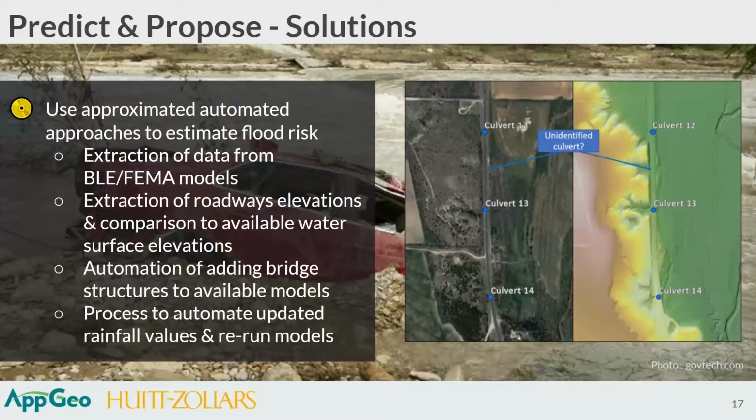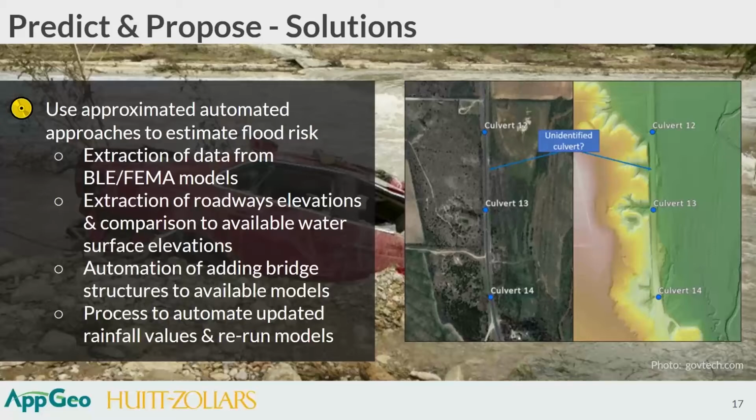Perhaps a Python script to automate extraction of water surface elevation data from base level engineering or FEMA models for an area of interest, so that we decrease the amount of time spent doing that. Utilizing LiDAR to extract roadway elevations and then compare those roadway elevations to known water surface elevations for flooding events to determine the depth of overtopping at roadways and to understand the impact a roadway may have on a water surface elevation that's not reflected in the base level engineering.